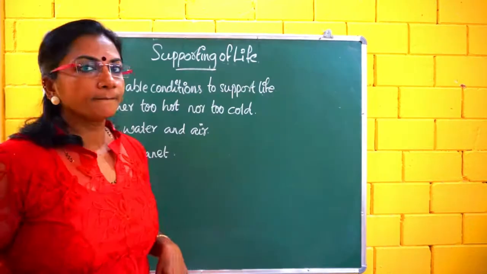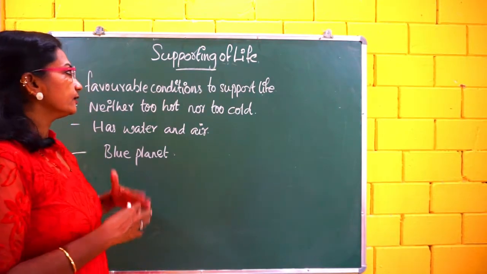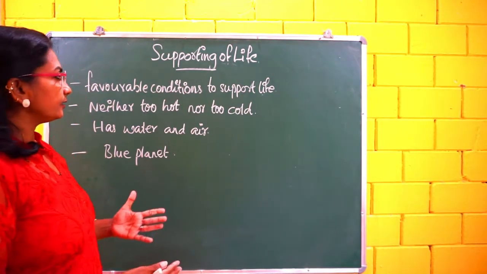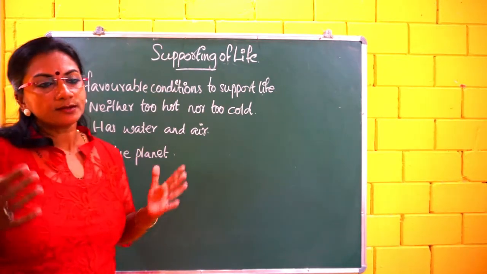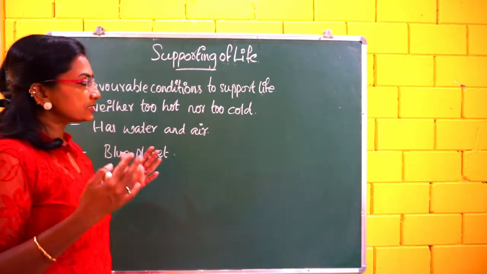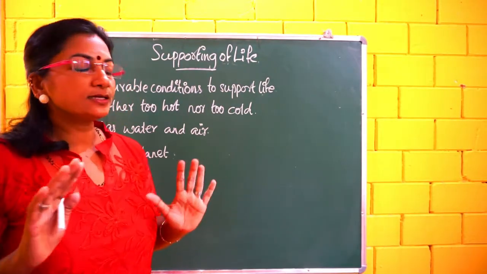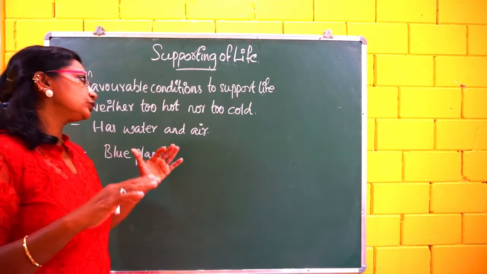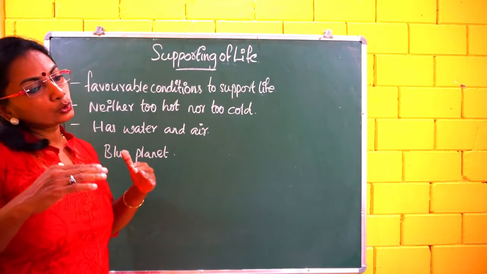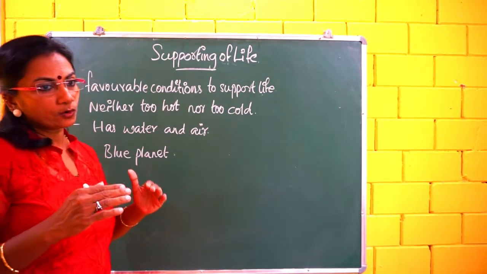Okay children, got it? Next, Earth supports life. Here, on our Earth, there are favorable conditions to support life. When compared to the other planets, it is only on Earth. Earth is neither too cold nor too hot. So that is why life is possible on Earth.